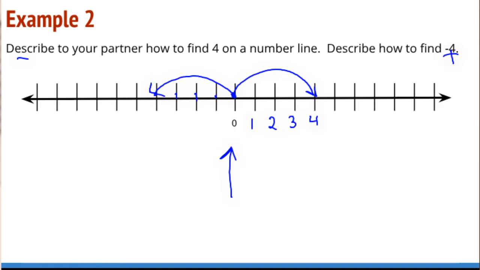Now, as I observe this, what do I notice about this? Well, I notice that both of my arrows are covering a distance of 4 units. They're just going in opposite directions. Negative 4 is the opposite of 4. They're the same distance from 0. 0 is exactly in between them.